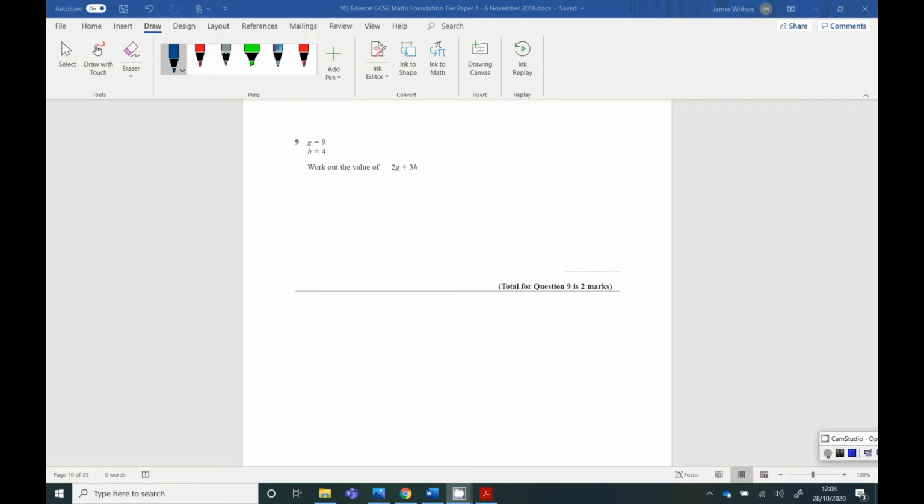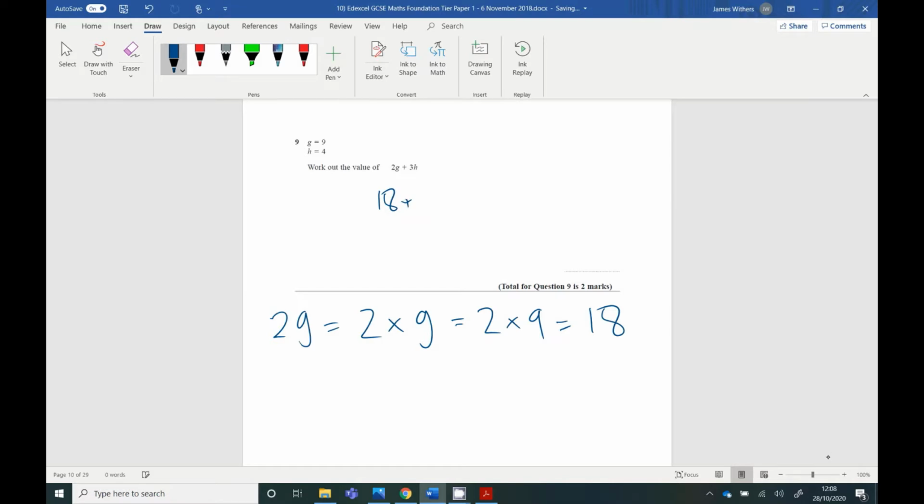Question 9. Work out the value of 2g plus 3h. Now remember 2g means 2 times g. So that's 2 times 9, which is 18. So we've got 18 there. Then we're adding on 3h, and 3h means 3 times h. So that's 3 times 4, which is 12. So we're doing 18 add 12, which is 30.